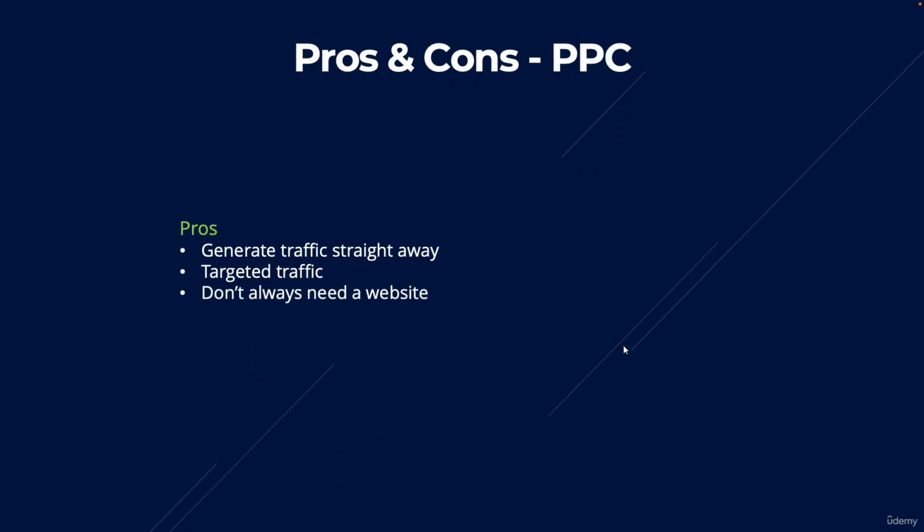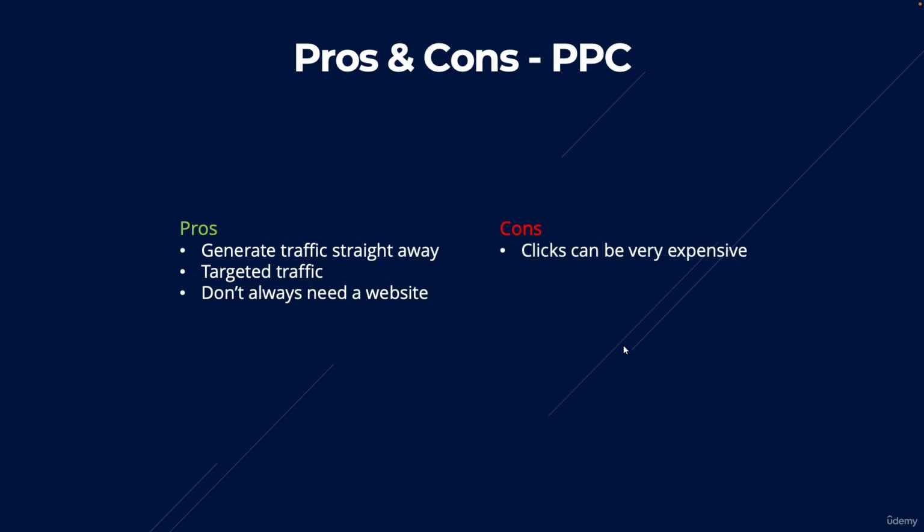The third pro of PPC is that you don't always need a website too. You can literally create a Google ad and send the traffic directly to your affiliate offer. Whether that's your affiliate link on Amazon or your affiliate link's landing page, the choice is completely down to you. Moving on to the cons.